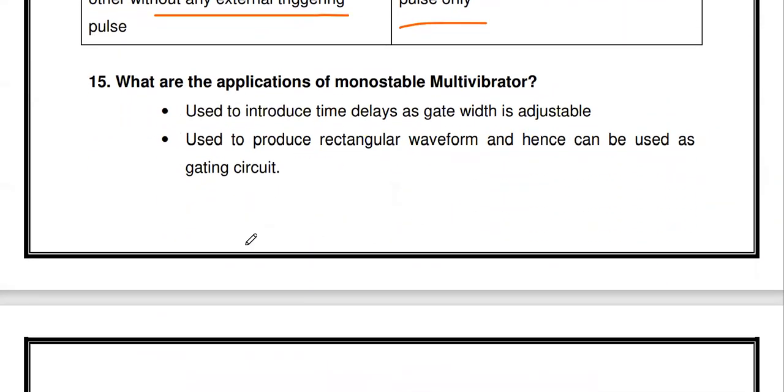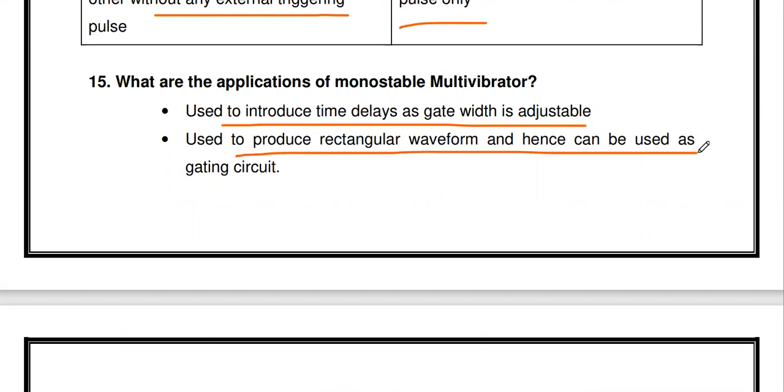Then the next question: what are the applications of monostable? Already you know the monostable is used to introduce time delay, since the conversion from quasi-stable to stable state occurs in a particular delay time. So it is used to introduce time delay in a particular circuit, and it is used to produce the rectangular waveform. Hence, it can be used as a gating circuit also.